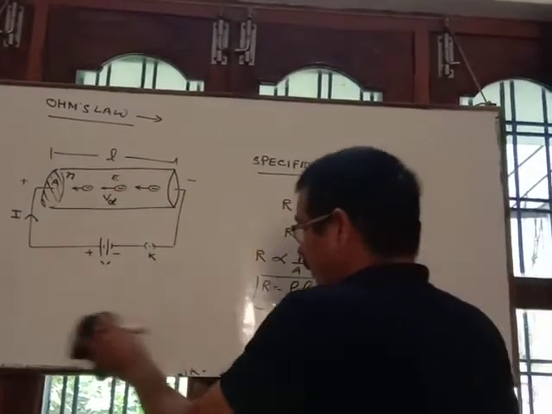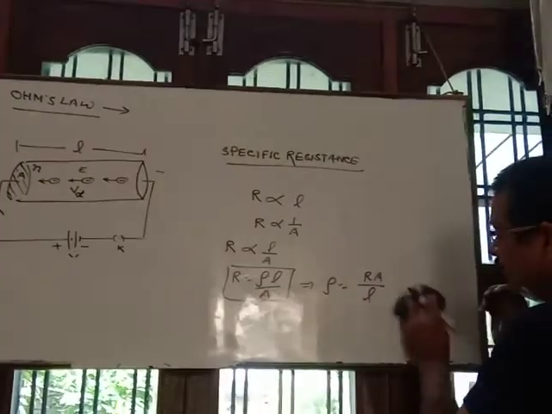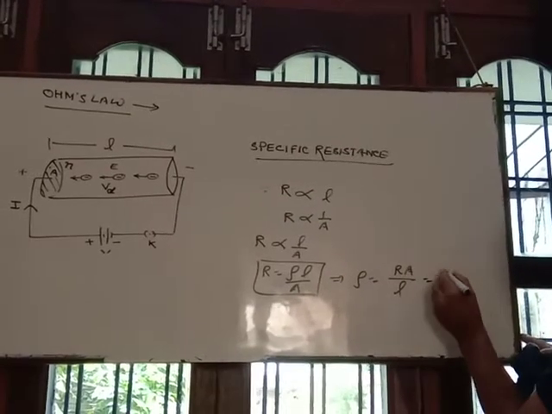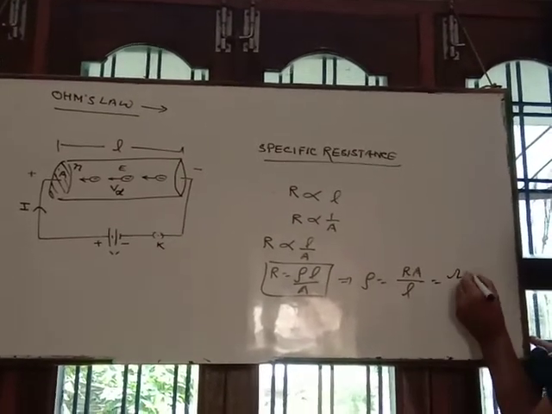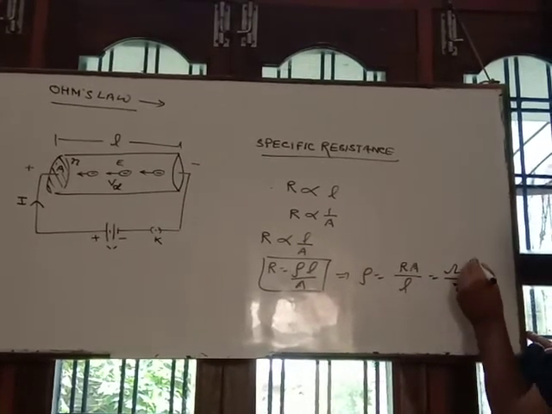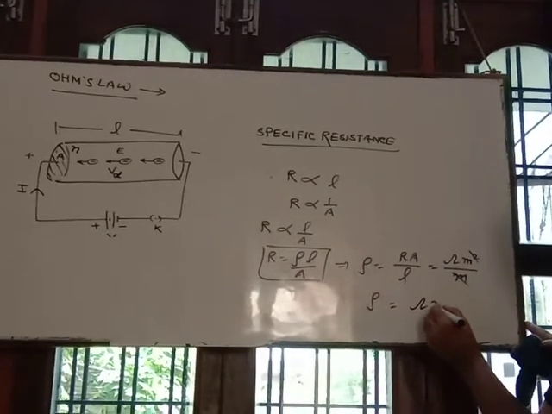What is the unit of specific resistance? See here, rho is equal to RA by L. Unit of resistance is ohm. Unit of area is meter square. Unit of length is meter. Meter cancels, and the unit of specific resistance becomes ohm meter.